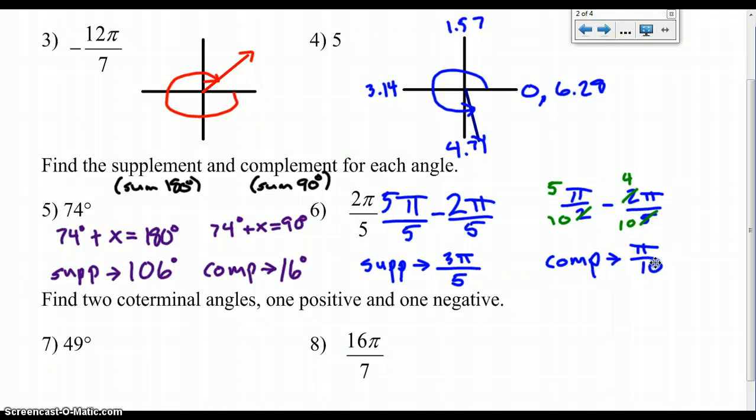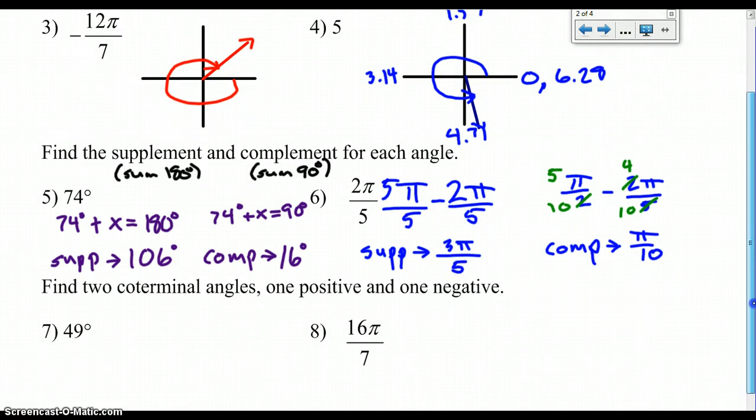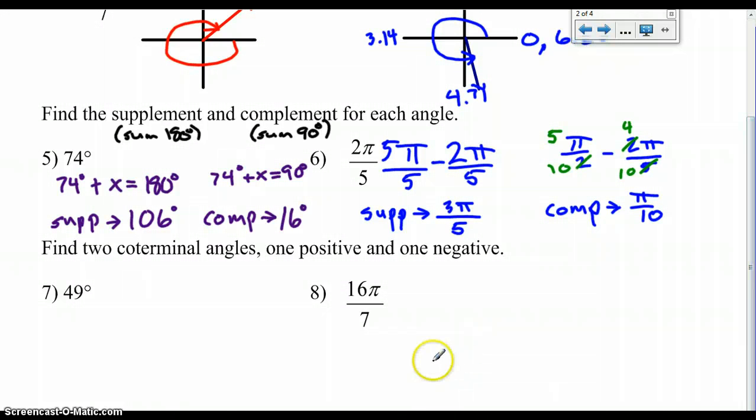In this particular problem, both those are measured in radians, of course. You don't have to actually write the word radians. It's implied when there's no degree symbol.